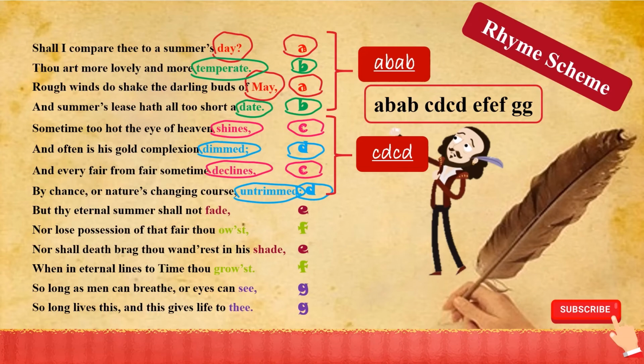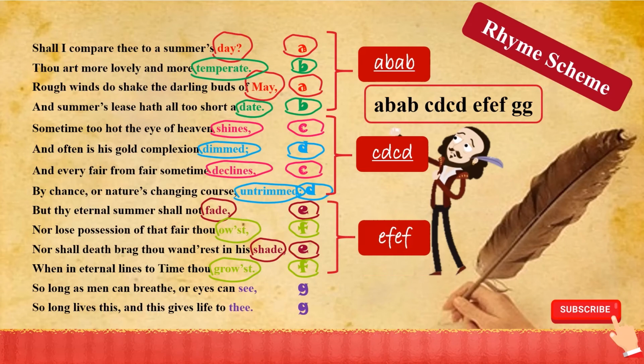Then we have the third quatrain. We do have fade and shade ending in E. And then we have owest and growest ending in F. So collectively they will be EFEF. Ending in a couplet, C and D, and will be entitled as GG.